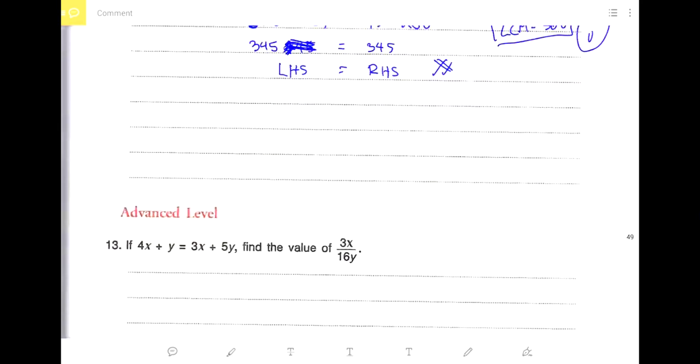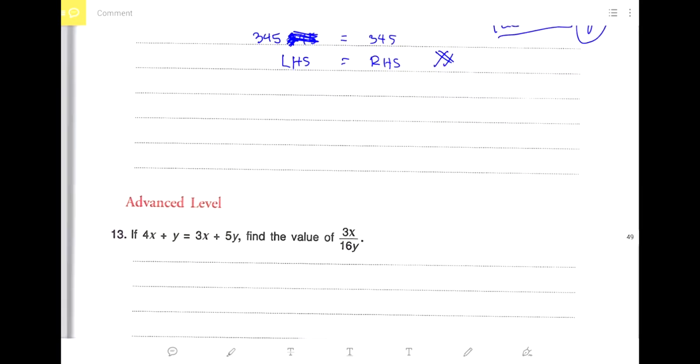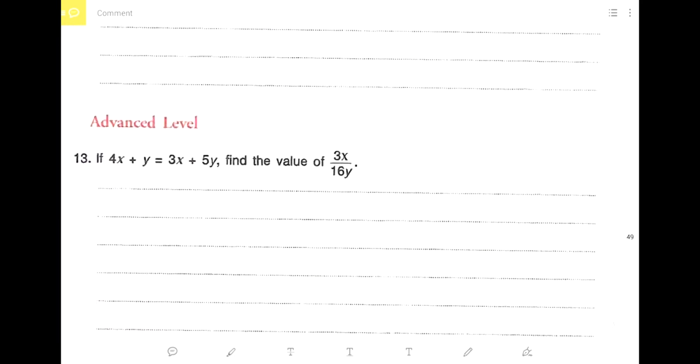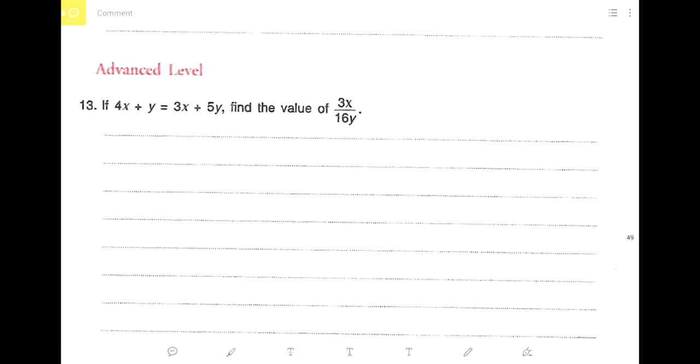Okay, so maybe I'm going to stop it here now because this is about 1 hour and 15 minutes. This is advanced level, and we're going to do it next time. Next time we're going to come back to continue it here.